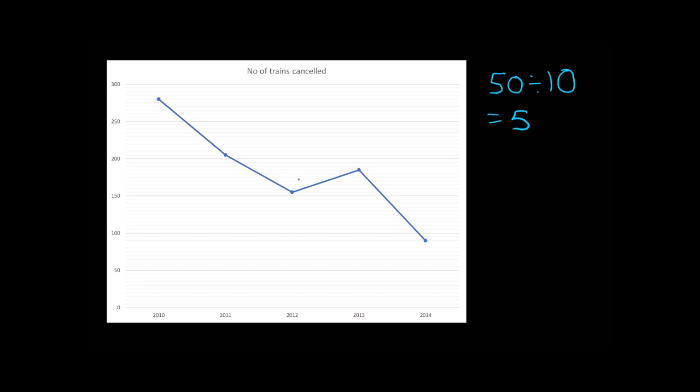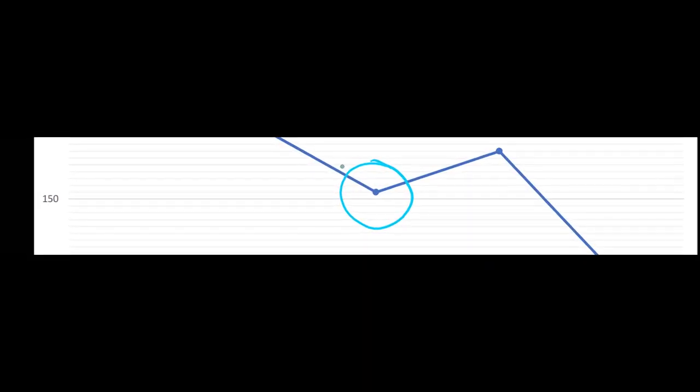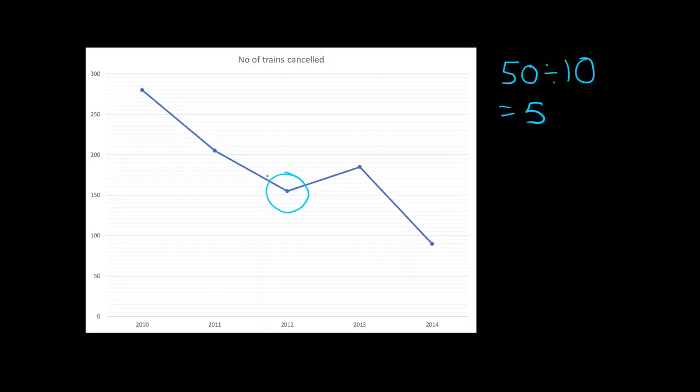So if I was to look at this point here and want to work out what value that had, we can see it's just one little square above the 150 line. We know each of those little ones are worth 5. So that point is worth 155.